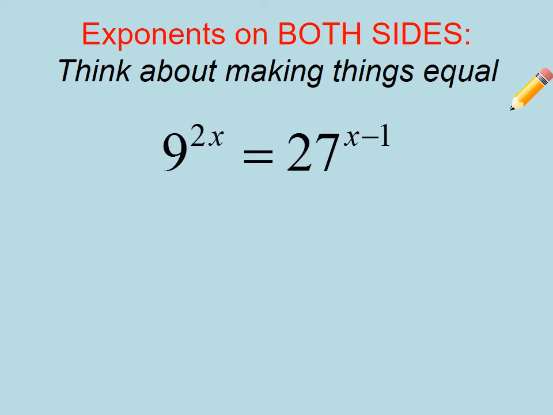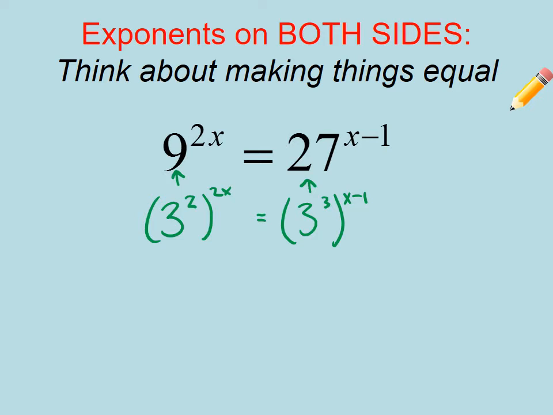So what if the bases are not equal? Then your first goal is to make them equal. We're going to use our exponents, and your yellow chart might be handy at this point. In this case, a common base I can make out of 9 and 27 is 3. If I have 3 squared, that's the same as 9. If I have 3 cubed, that's the same as 27.